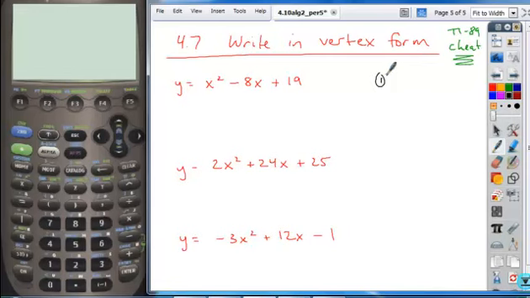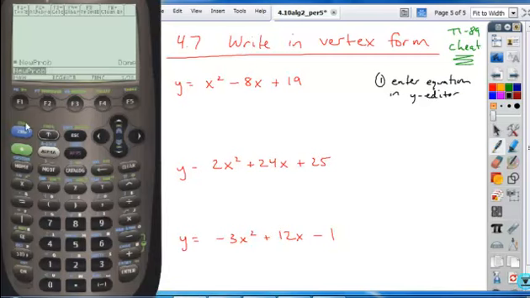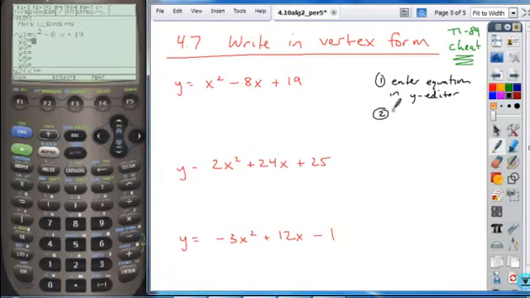All right, the first thing that you're going to do is enter the equation on your TI-89. So if you go to the Y editor, just type it right in. What this allows you to do is view the graph of your equation, and from the graph window, you can actually find the location of the vertex.